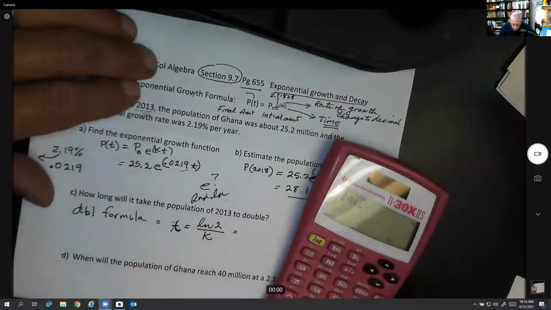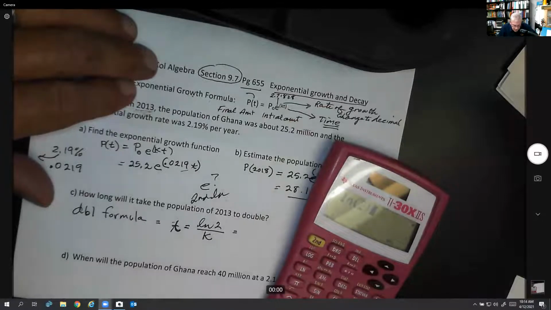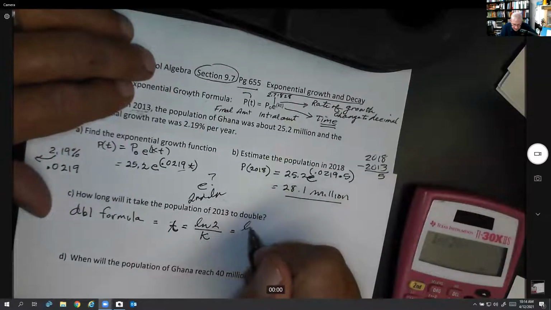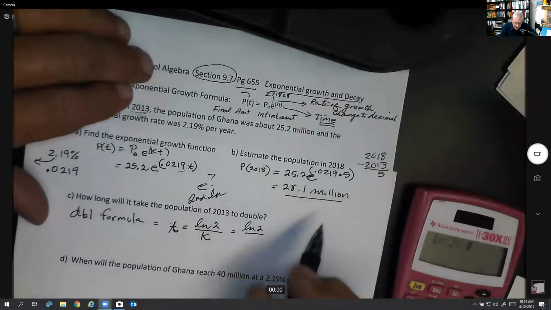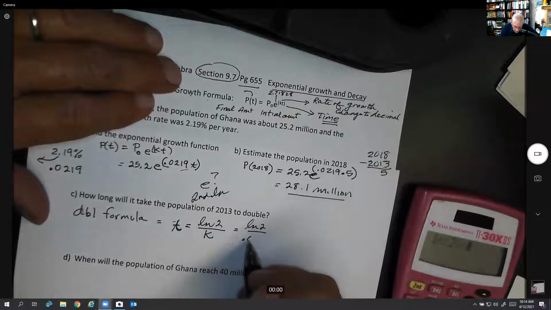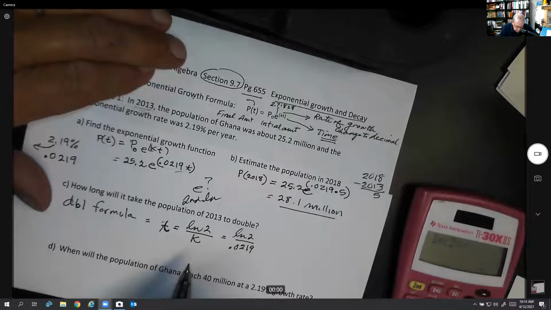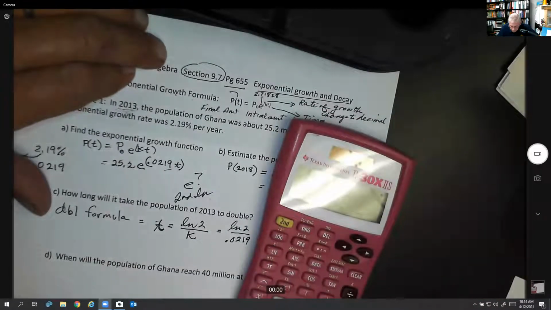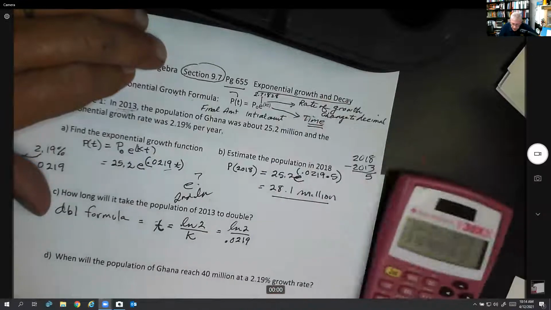ln2 parentheses divide by K. And what's K? In this case, K again has to be written as a decimal. 0.0219. Okay, so we're going to divide that. And enter, and this will give you the number of years.